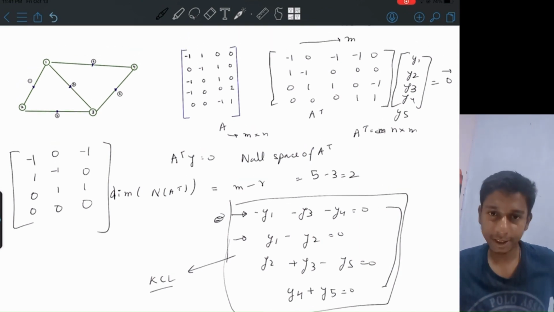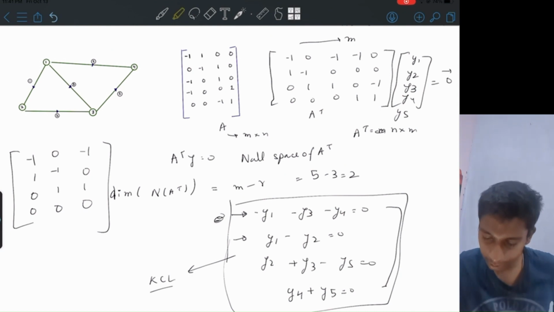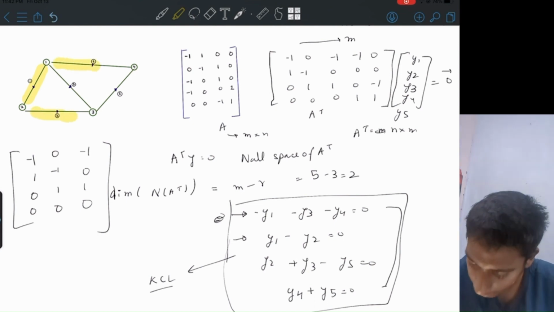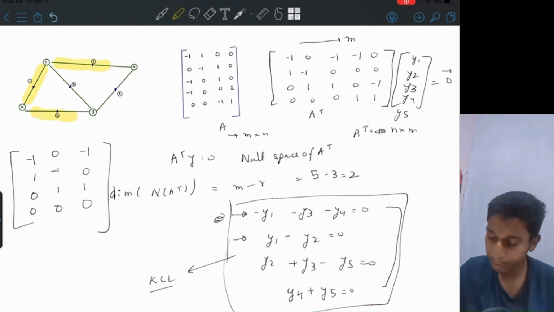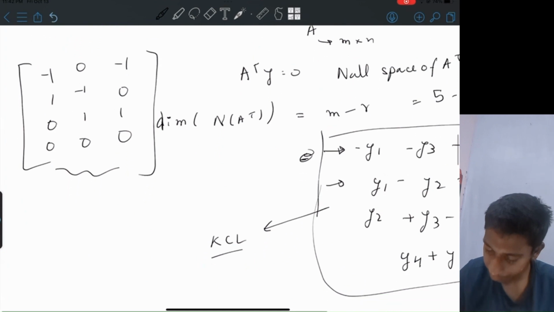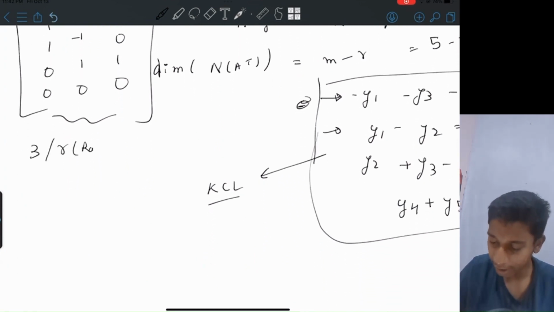Now let's see what it is. This comprises the first edge, the second edge, and the fourth edge. Similarly, I could have skipped the fourth edge and taken the fifth as well, or I might have skipped two and taken the third edge. But what I want to show you here is that these are a set of three, with r representing the rank, the total number of independent columns.